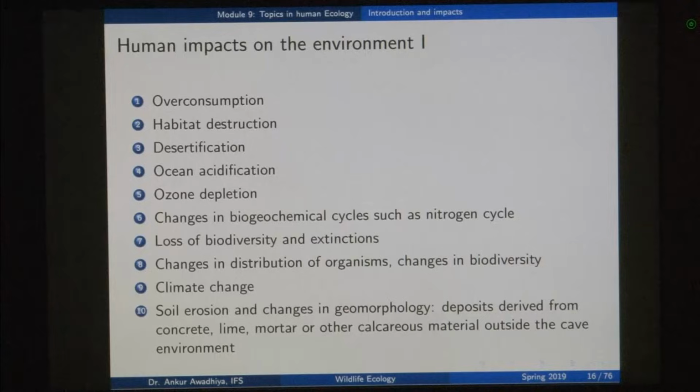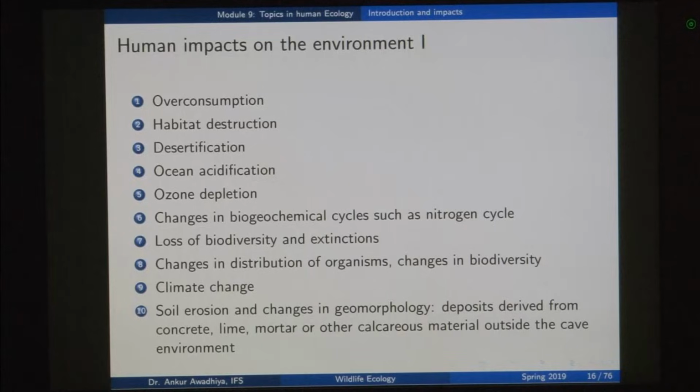So, changes in distribution of organisms, changes in biodiversity, also things like soil erosion and changes in geomorphology, or deposits that are derived from concrete, lime, mortar and other calcareous materials outside the cave environment. So, here what we are saying is that if you have more tillage on the ground, if you are plowing your fields often, there will be more soil erosion, because now the soil is more or less unbound. So, if there is any wind or if there is water flow, this soil will get eroded away and then it will move to other areas. It will lead to changes in the geomorphology.